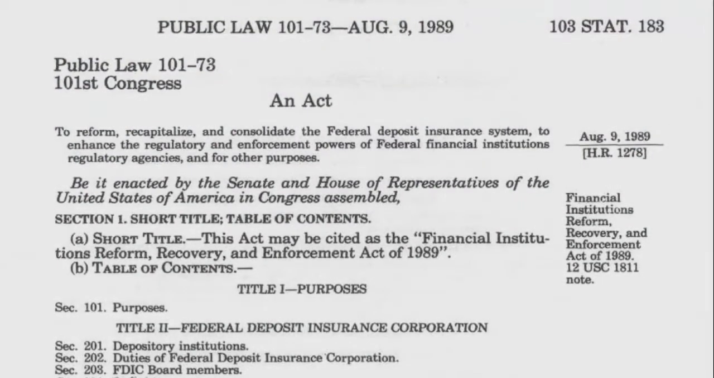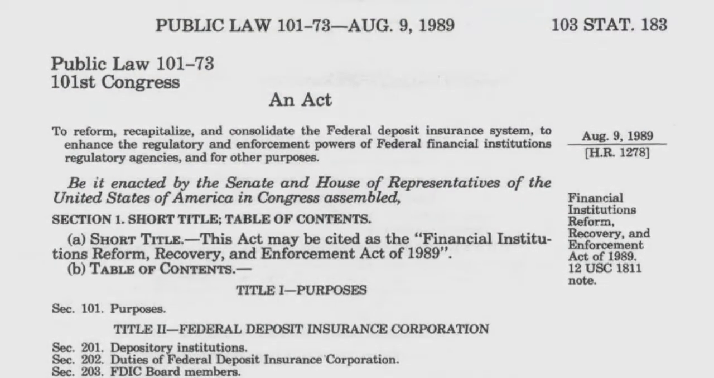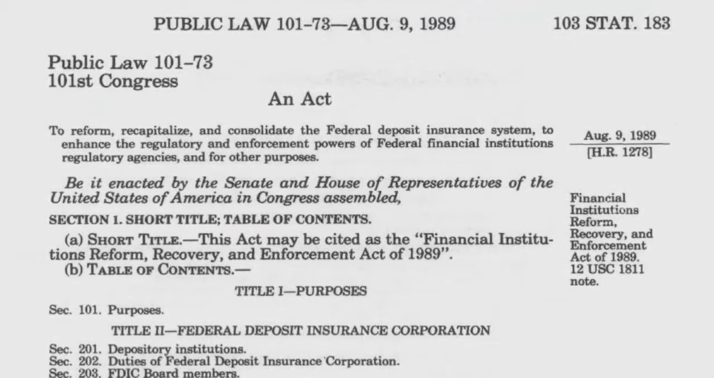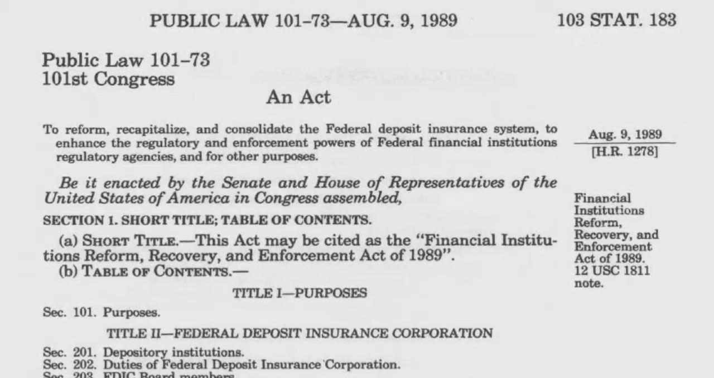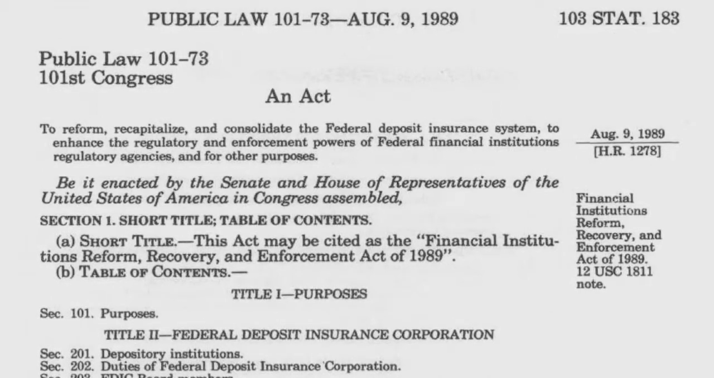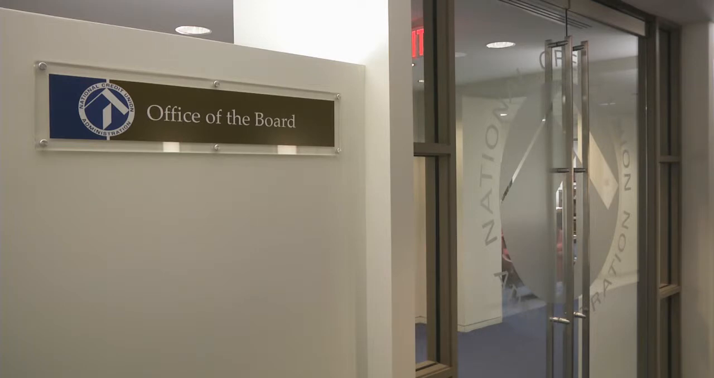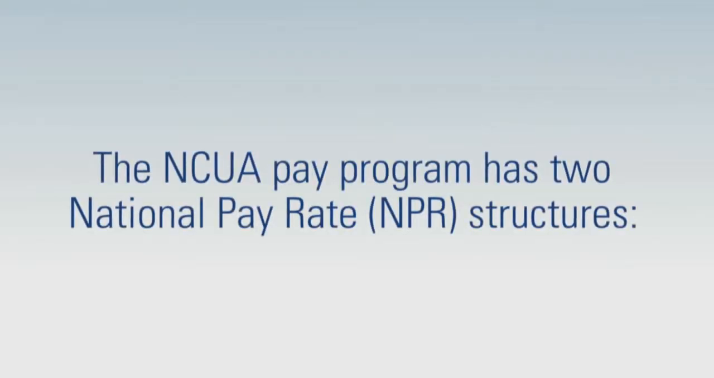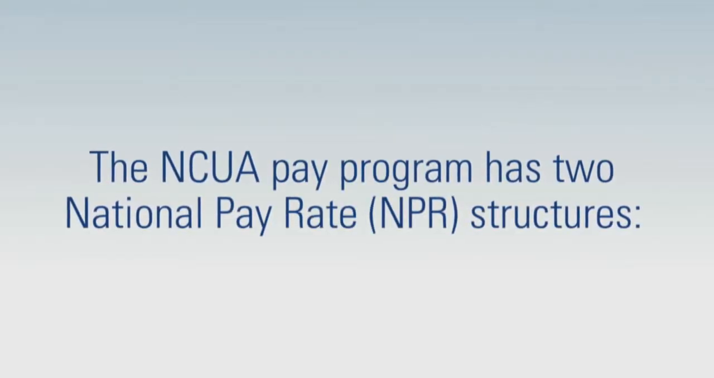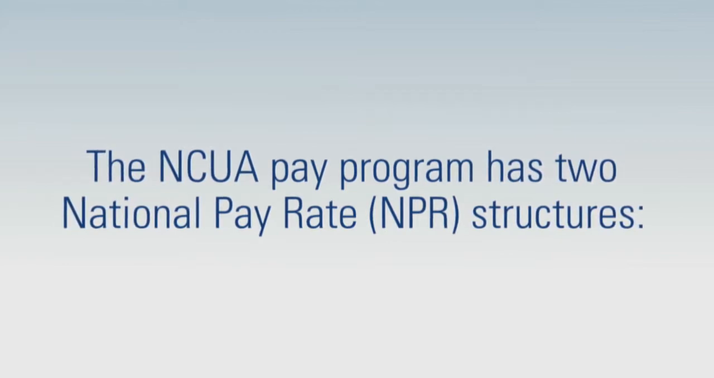The Financial Institutions Reform, Recovery, and Enforcement Act, FIRREA, exempts banking regulatory agencies like NCUA from the pay provisions used by most federal agencies. As a result, the NCUA Board has the authority to establish and adjust an NCUA-specific pay structure. The NCUA pay program has two National Pay Rate, or NPR, structures.